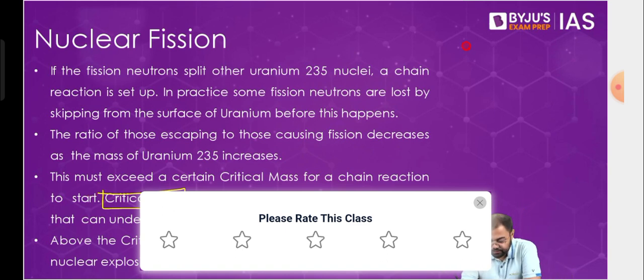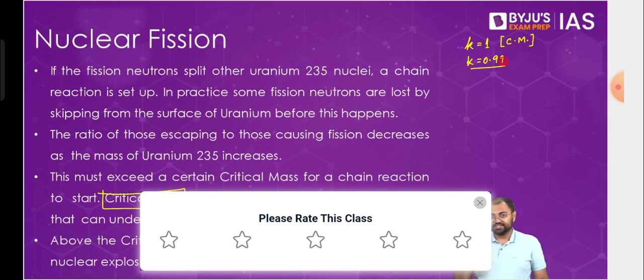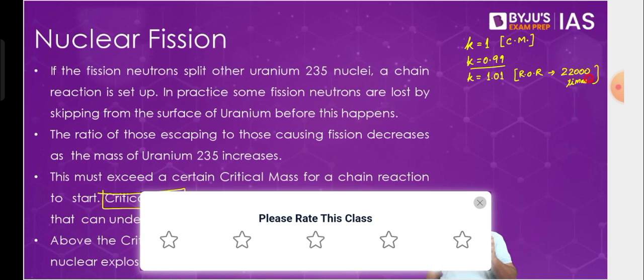Just to give you a context, there is a factor called K. When K is equal to 1, we say that it is critical mass. If K is 0.99, this reaction will stop quickly. If K is 1.01, the rate of reaction increases by 22,000 times. So just imagine: when K is equal to 1, it is critical mass, and when K is 1.01, the rate of reaction would increase by 22,000 times. We cannot afford this kind of complexity. That's why critical mass is very crucial to understand how to control the chain reaction. Above critical mass, the reaction may accelerate into nuclear explosion if uncontrolled.